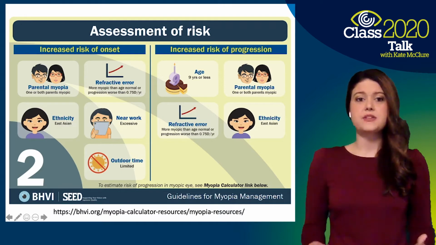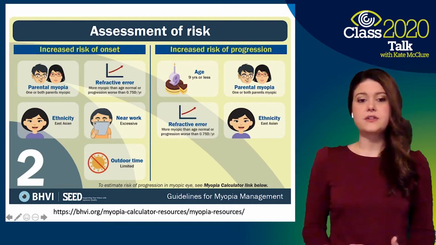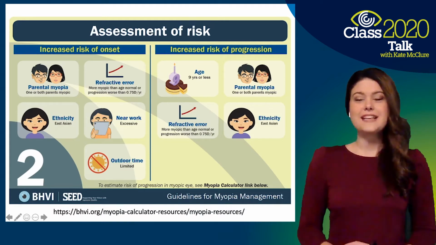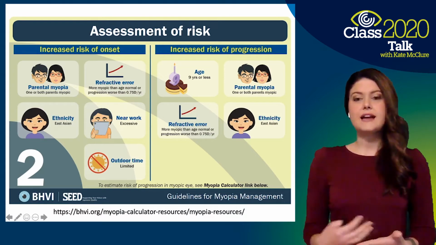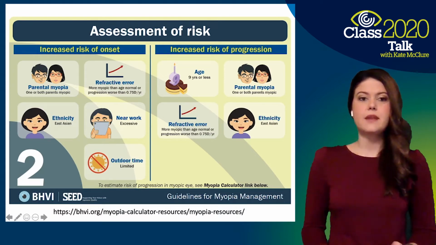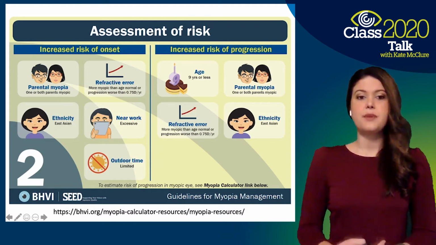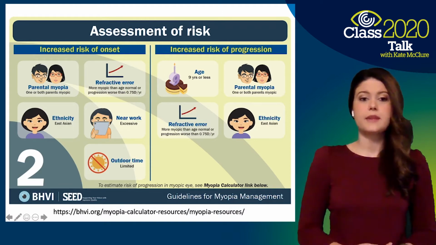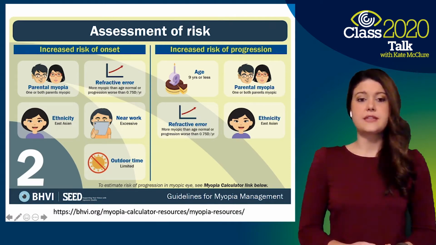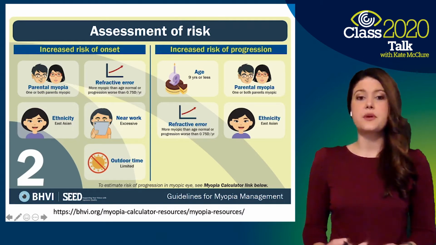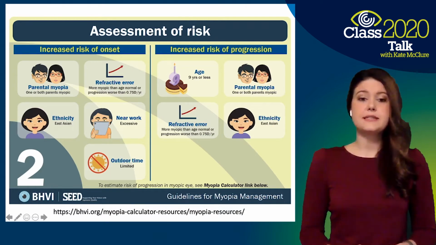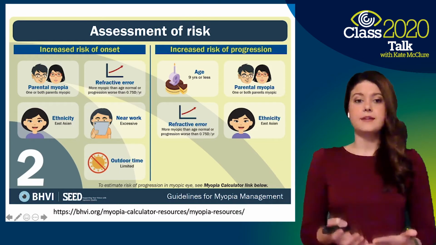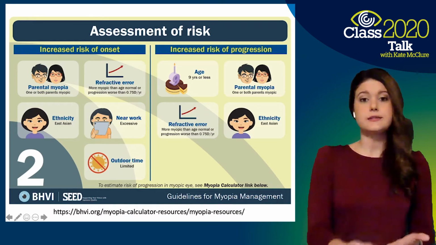First, let's assess the patient's risk. So I like this graphic from the Brian Holden Vision Institute because I think it really helps give a good overview and understanding of increased risk of onset and increased risk of progression. The increased risk of onset is if both parents or one parent is myopic, if the patient is of East Asian ethnicity, if they're more myopic than age normal or have progressed more than 3/4 of a diopter per year, if they do excessive near work, and limited time outdoors. So all of these put the patient at increased risk of onset of myopia.